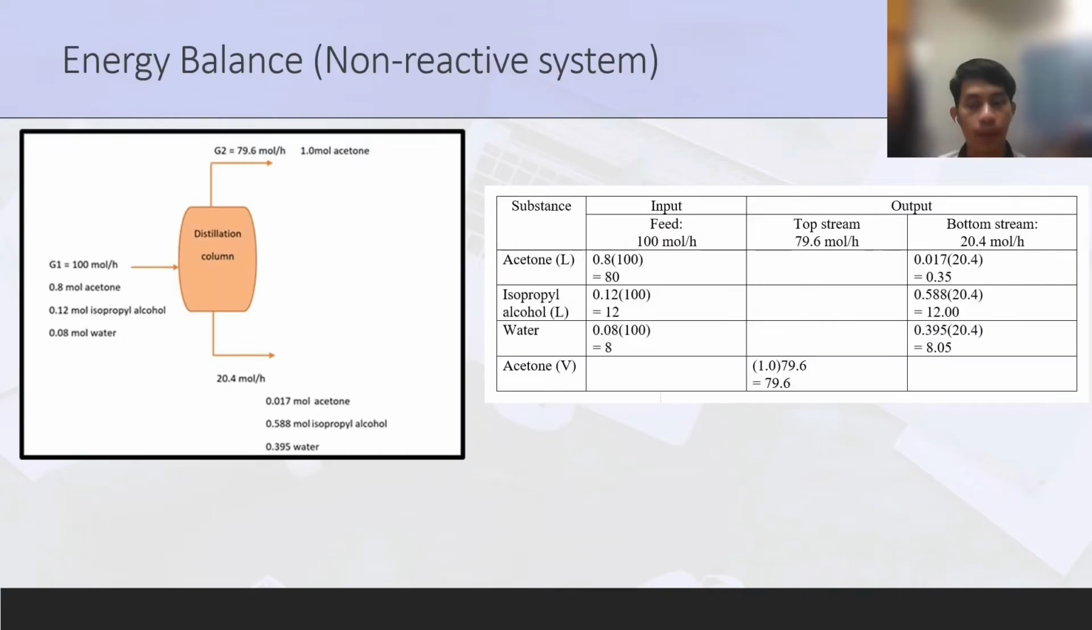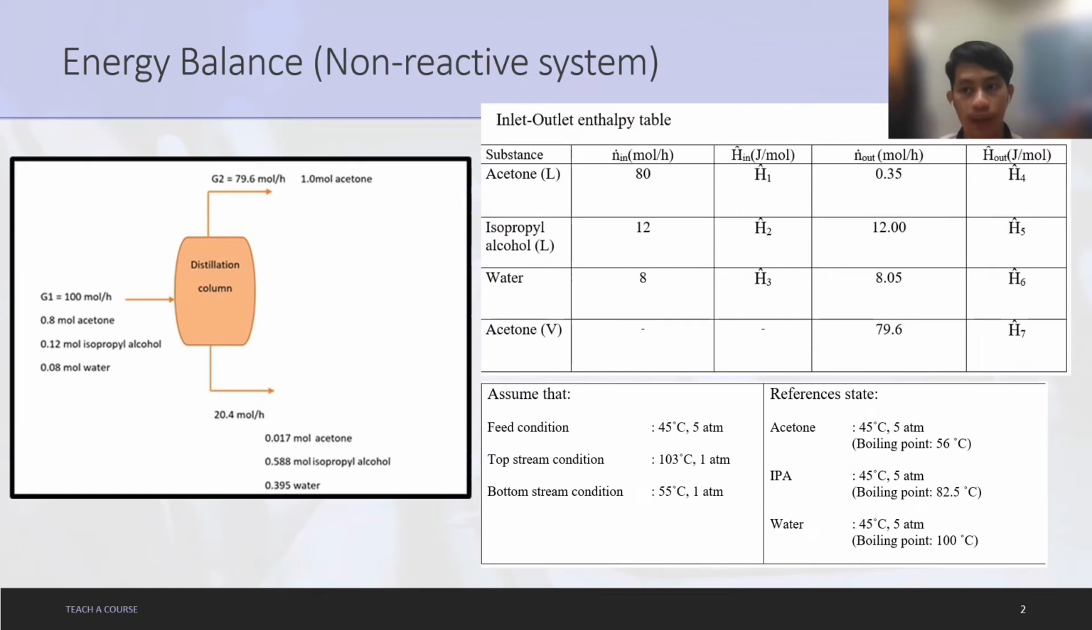I will present about energy balance in a non-reactive system. By doing mass balance, we can obtain the value of flow rate and component in each stream of the unit. Next, by multiplying the component with the flow rate of the stream, we can get the flow rate of each component. Next, we need to create an inlet and outlet enthalpy table. Then, we must assume the condition of each stream and the reference states of every component.